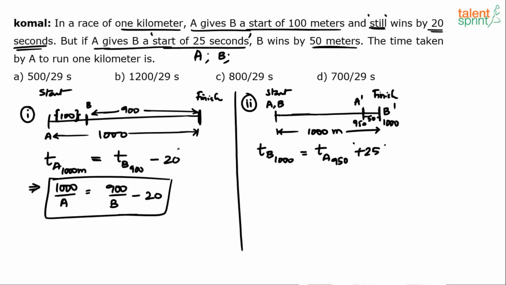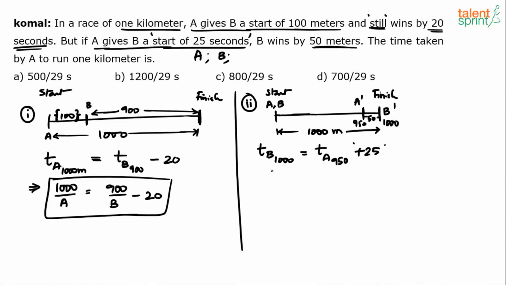These equations are very, very important, whatever we have written in the first case and in the second case. In the first case, time taken by A to cover 1000 meters was 20 seconds less than time taken by B to cover 900 meters. Because B was given a head start of 100 meters, B ran only 900 meters, but still A took less time. In this case, B was given a head start of 25 seconds, meaning he started 25 seconds earlier than A and covered 1000 meters, but A could cover only 950 meters.